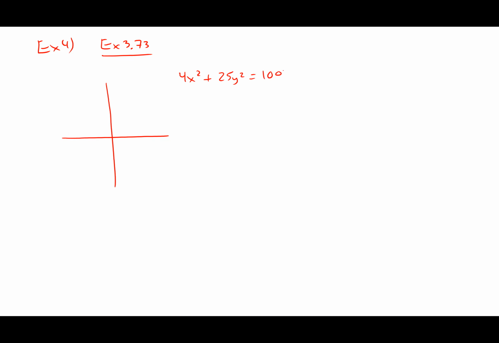An ellipse. Now let's see. A quick way to do it is y is equal to zero. x is 25 and negative 25. Now x is 5. x is equal to zero. So here's the elliptical orbit.